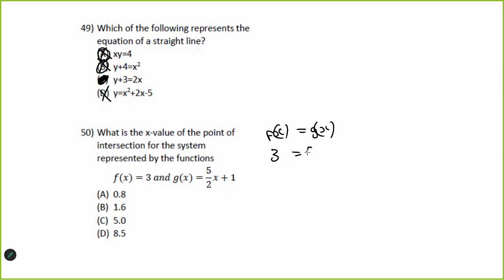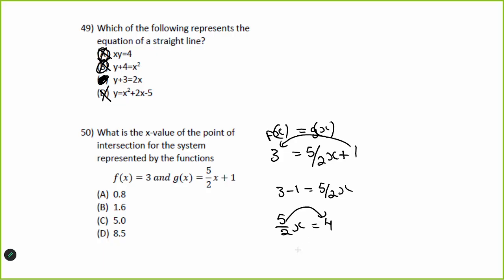3 is equal to 5 over 2x plus 1. Make x the subject, carry this across. That's 3 minus 1 is equal to 5 over 2x. 3 minus 1 is 4. So let's just put 5 over 2x is equal to 4. Right? Carry this across, so turn to divide. So x is equal to 4 divided by 5 over 2. So 4 multiplied by 2 over 5. 4 2s are 8. 8 divided by 5.